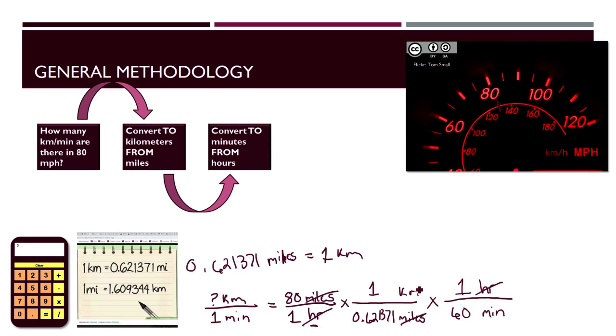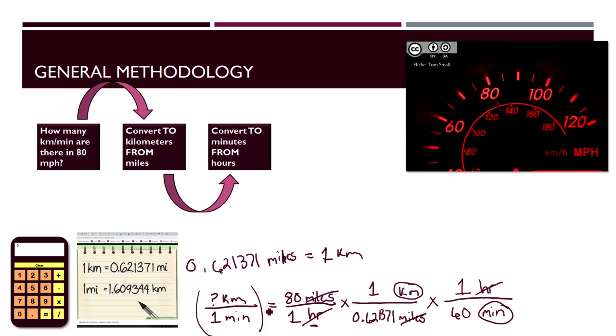So look what units I have left. I've got kilometers per minute, okay? Kilometers in the numerator, minutes in the denominator. So I've got the units that I wanted. I wanted to know how many kilometers we were driving per minute if we're driving 80 miles per hour, okay? So now it's just a matter of doing the math.